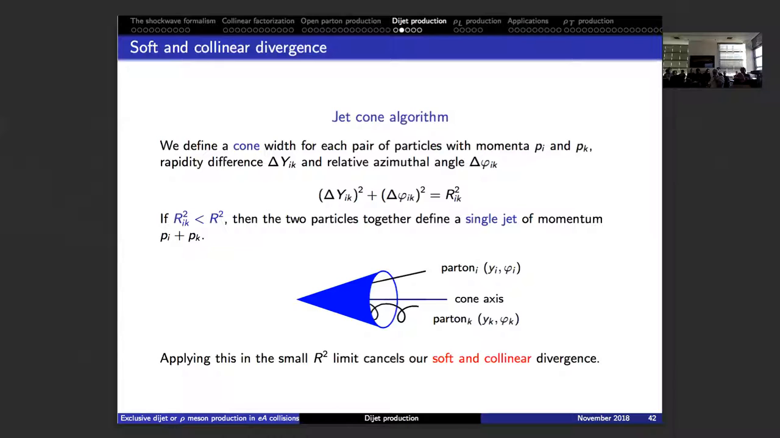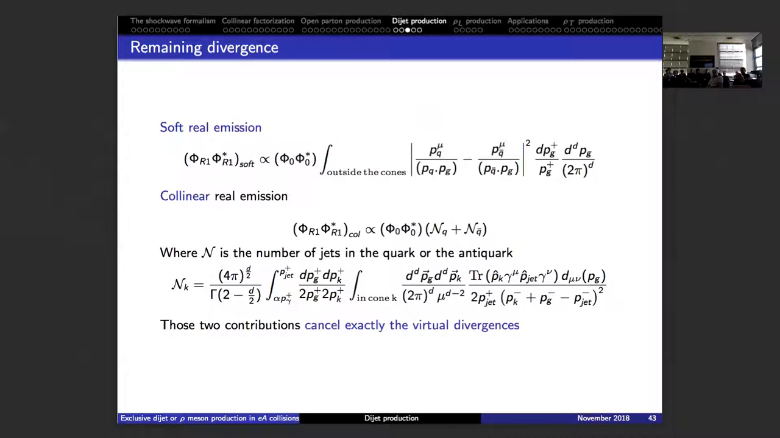If I have two partons, I define some cone in terms of rapidity difference and azimuthal angle difference, and define some cone width this way. If my cone width is smaller than a typical jet cone, I say that these two partons form a single jet. And just by saying that I'm observing jets with this algorithm taken into account, I will cancel my soft and collinear divergence. So I'm left with just soft divergence and collinear divergence.